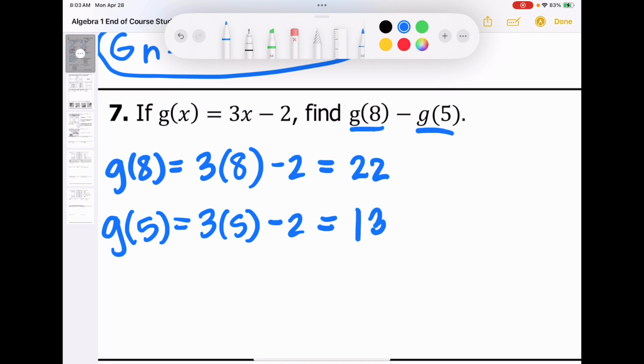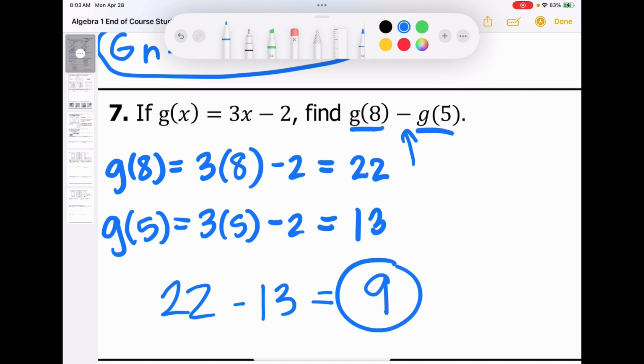13. So now that I have g of 8 and g of 5, I'm going to do what it told me to do, which was subtract them. So 22 minus 13 is going to give me 9.